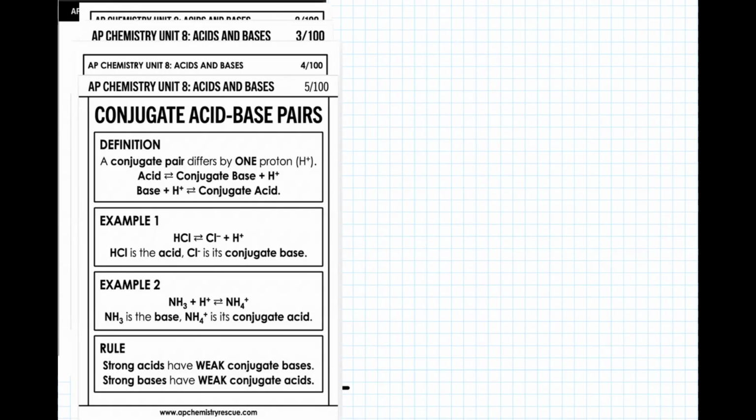Now, AP chemistry, unit 8, still unit 8: conjugate acid-base pairs. The definition: a conjugate pair differs only by a proton. The acid gives me a conjugate base and the proton, while the base plus a proton gives me a conjugate acid. So what is the conjugate base? It is what's left from the acid after it loses a proton.